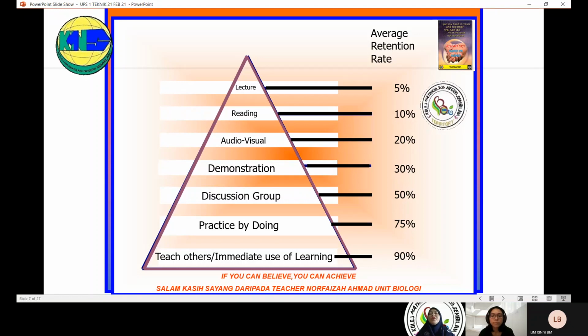Okay, then when you learn about Kingdom Animalia, then you discover, oh, actually the SpongeBob tu adalah illustration dalam kartun je, but when you learn the real situation, it is actually a very primitive animal. Okay, so you can teach others. Immediate use of learning to it, you will get 90%.